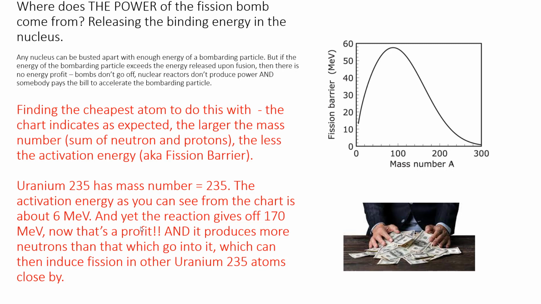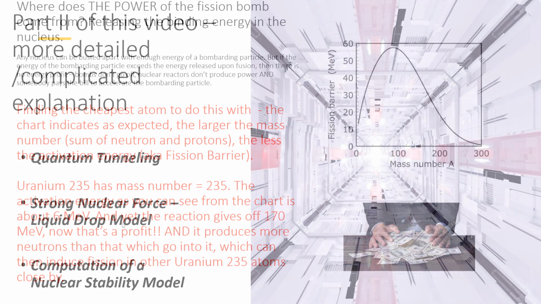The other benefit of the uranium 235 reaction, as you saw in the nuclear equation, is that it produces more neutrons than that which go into it. So per one atom of uranium 235, it took one neutron to induce the fission, and it gave off the two products plus three neutrons. And those three neutrons can be used to induce fission in other uranium atoms in the sample.